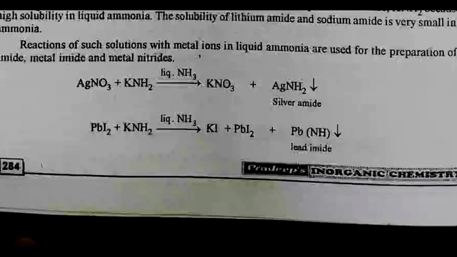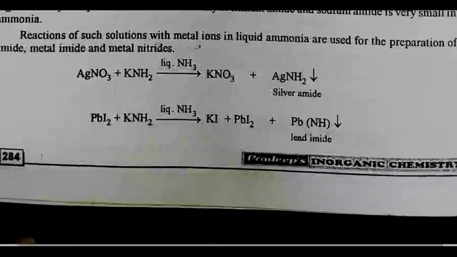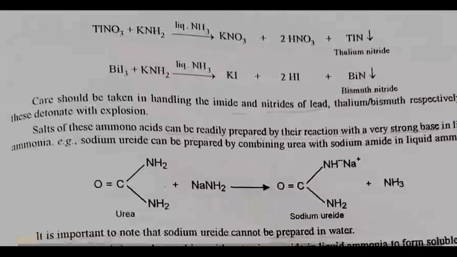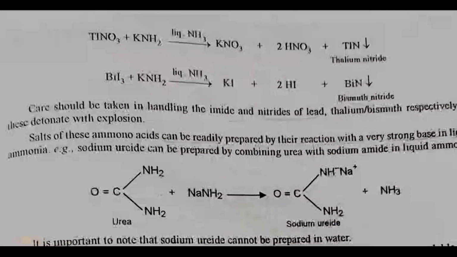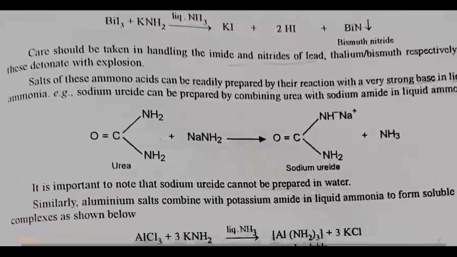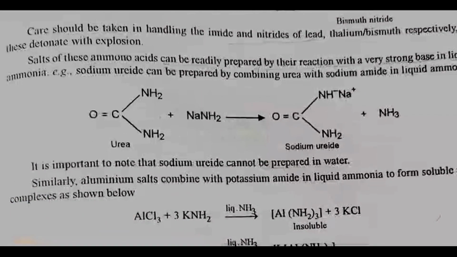PbI2 plus KNH2 in presence of liquid ammonia is equal to KI plus PbNH. TlNO3 plus KNH2 in presence of liquid ammonia is equal to KNO3 plus NH3 plus TlN. BiI3 plus KNH2 in presence of liquid ammonia is equal to KI plus NH3 plus BiN. Care should be taken in handling the imides and nitrides of lead, thallium and bismuth respectively, as these detonate with explosion.